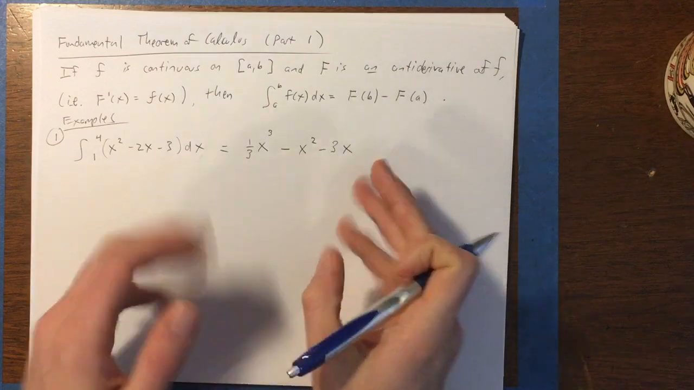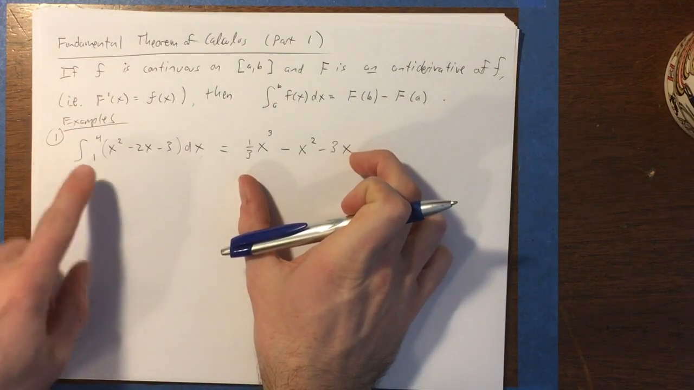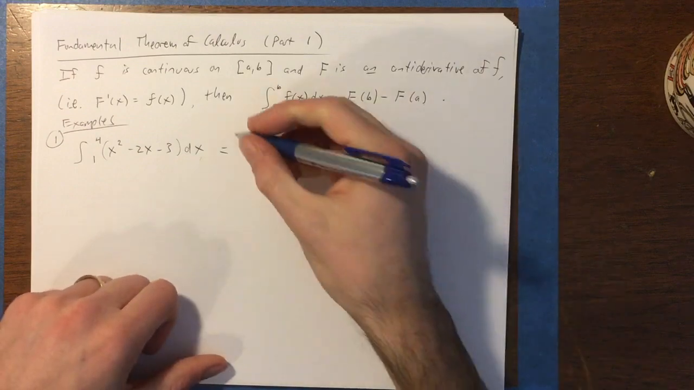Now what I'm going to do is take that, and I basically want to evaluate this at 4 and evaluate this at 1 and take the difference. And there's a special notation for that.